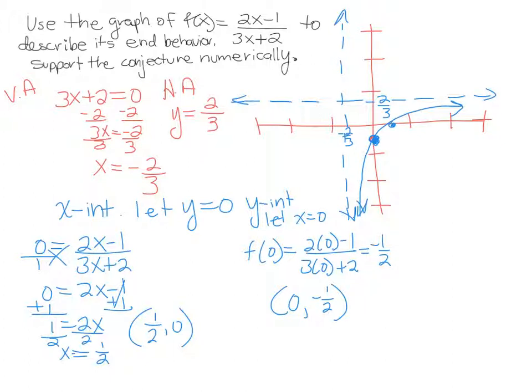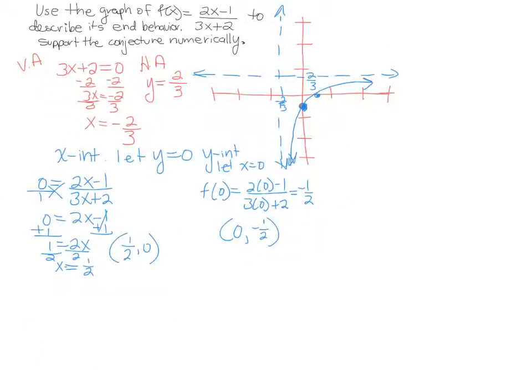Okay, and if I want to find a point on the left side, just to have an idea of what's going on, well, let me try something like negative 1. Notice that negative 1 is on the left side of that asymptote. So let me put negative 1 into the function just to find a point over here, so that I know if it's up here or if it's down here, okay?